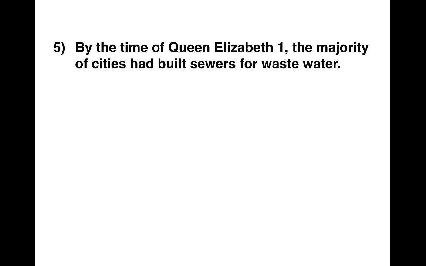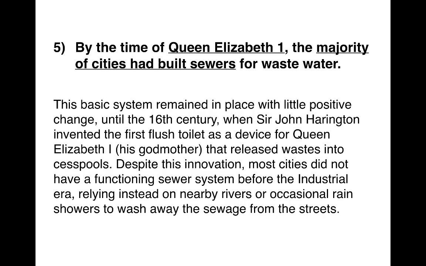By the time of Queen Elizabeth I, the majority of cities had built sewers for wastewater. So you'd look for the keywords Queen Elizabeth I, majority of cities had built sewers. And here's the part of the text where we find the answer. So we find Queen Elizabeth I there in the middle, and then we find the keywords that give us the answer. Most cities did not have a functioning sewer system. So the answer must be false because it's the opposite. Cities did not have a functioning sewer system at this time.